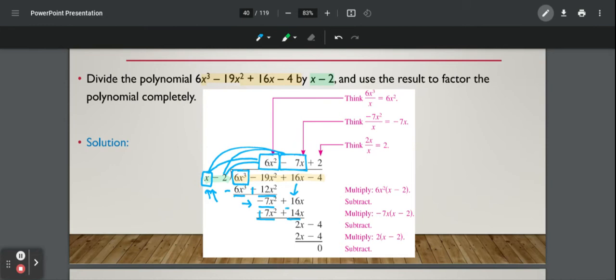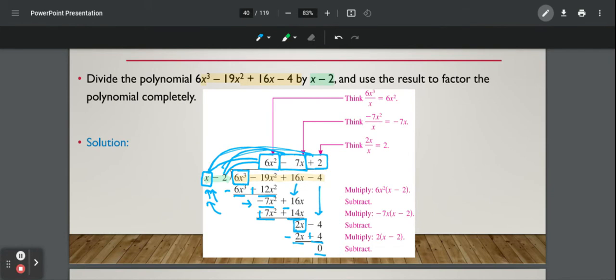So when you subtract, you get 2x, and then that minus 4 comes down. Start over again. What do you multiply by x to get 2x? We multiply by 2. Distribute that, so you get 2x, 2 times negative 2, negative 4, subtract, and we get a remainder of 0.